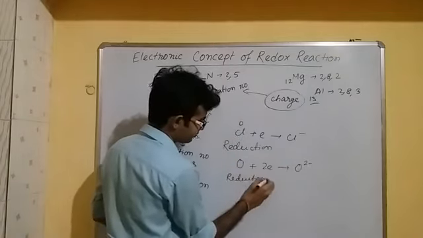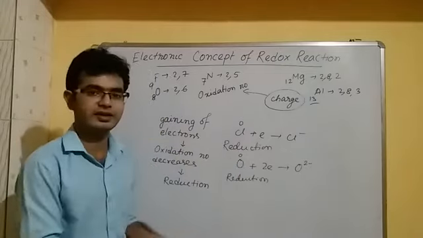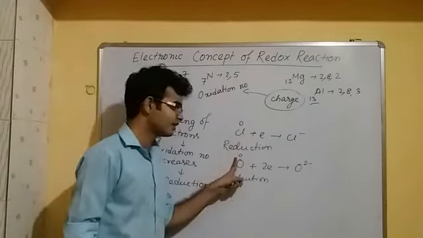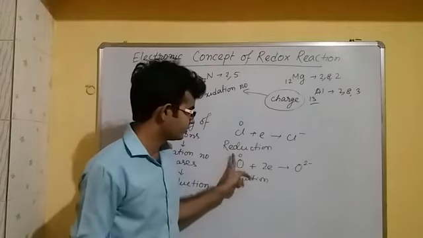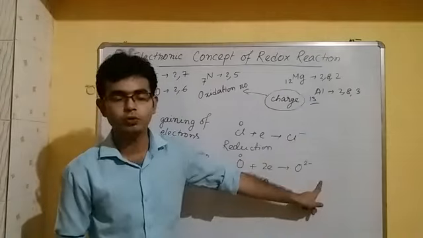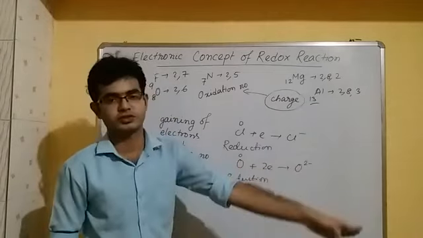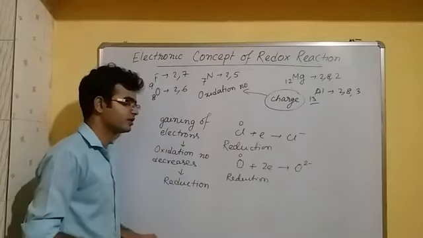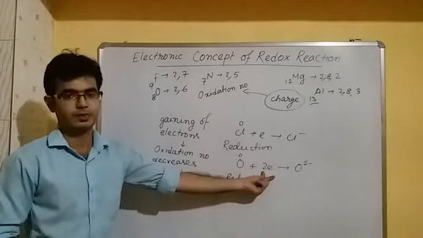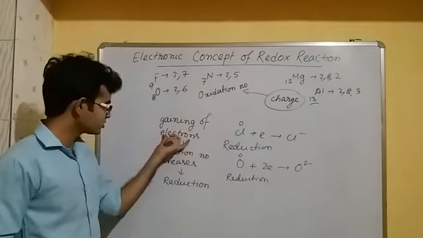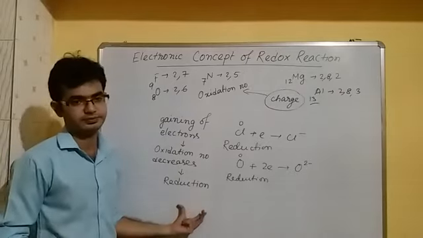Why reduction? The oxidation number of oxygen is 0 when it is alone, whether it is an atom or molecule, not within a compound. And when it gains 2 electrons, it will be O2 minus. Means its oxidation number decreases, 0 to minus 2. That is, oxidation number decrease means reduction. What happens? Gaining of electron. So gaining of electrons, that is oxidation number decrease. This reaction is a reduction.